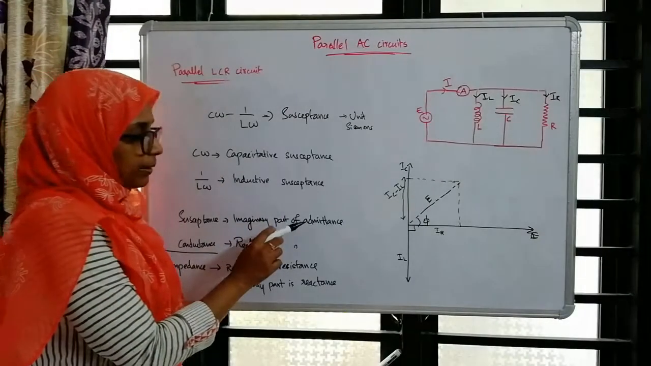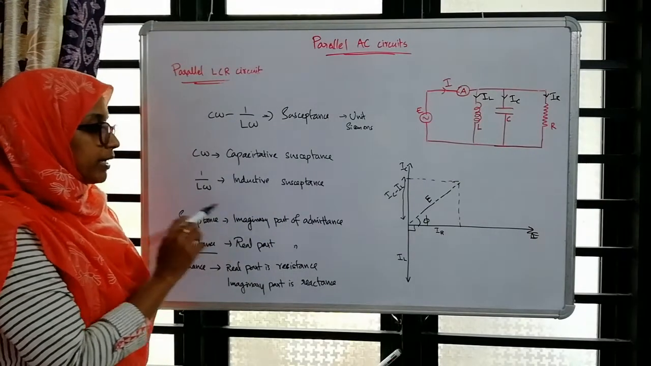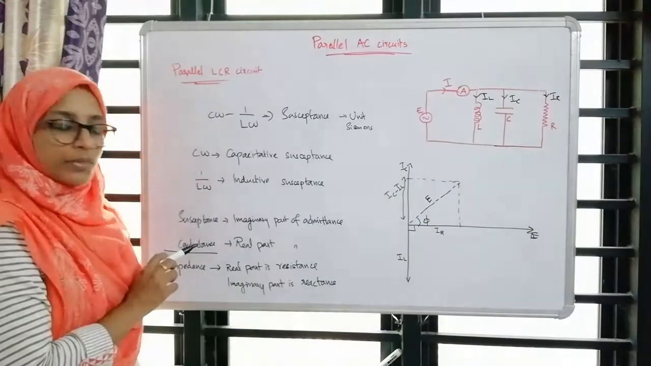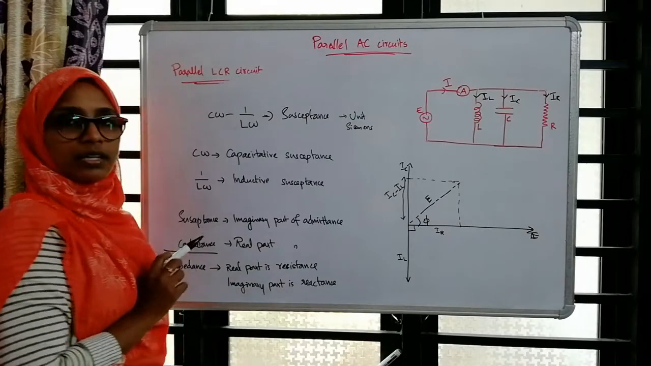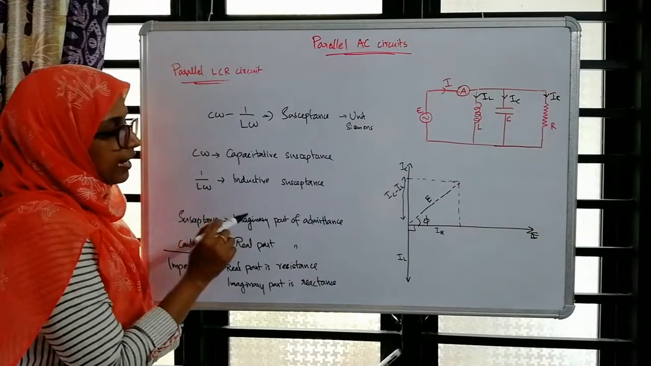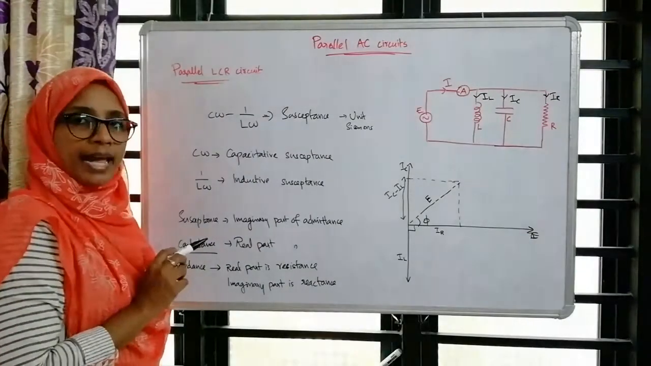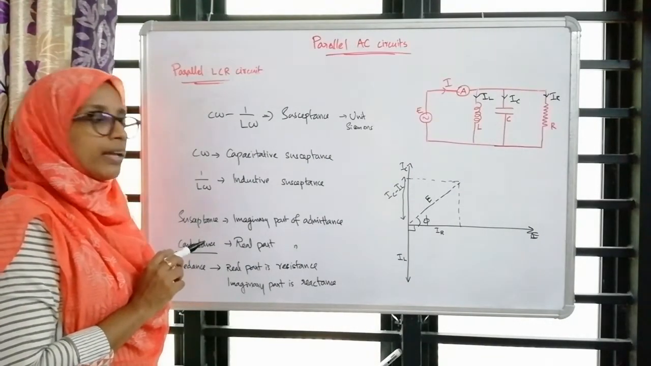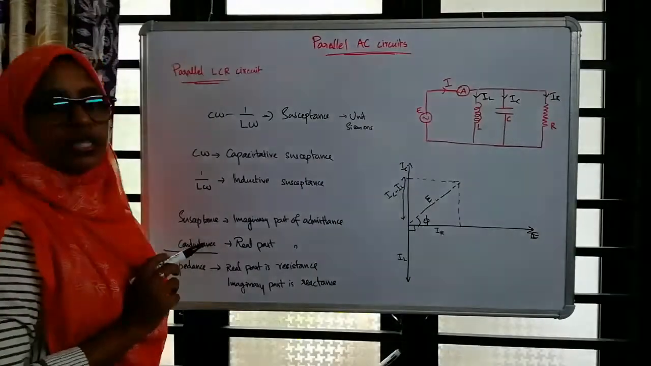In case of admittance, the imaginary part is known as susceptance, and the real part of admittance is known as conductance. And in case of impedance, the real part is resistance and the imaginary part is reactance. So susceptance is the imaginary part of admittance, and simply it is the reciprocal of reactance. It means how easily an AC current passes through a capacitance or inductance. So that's about the susceptance.